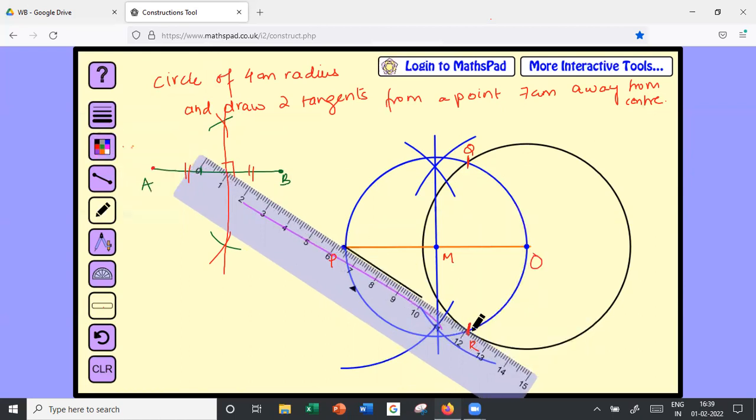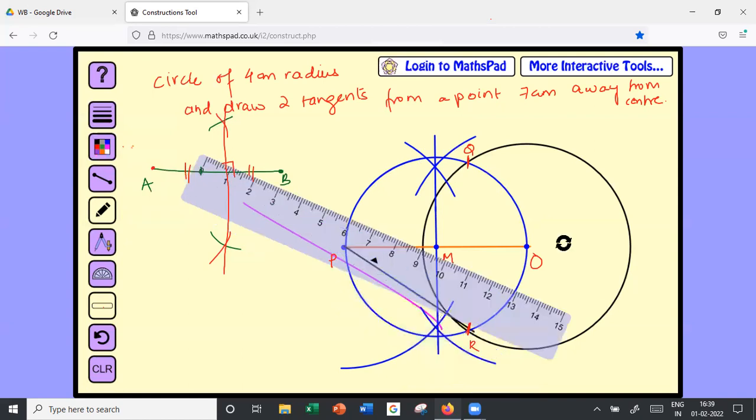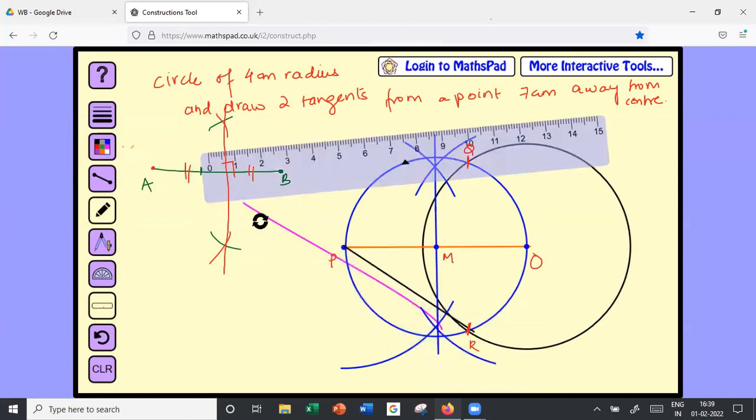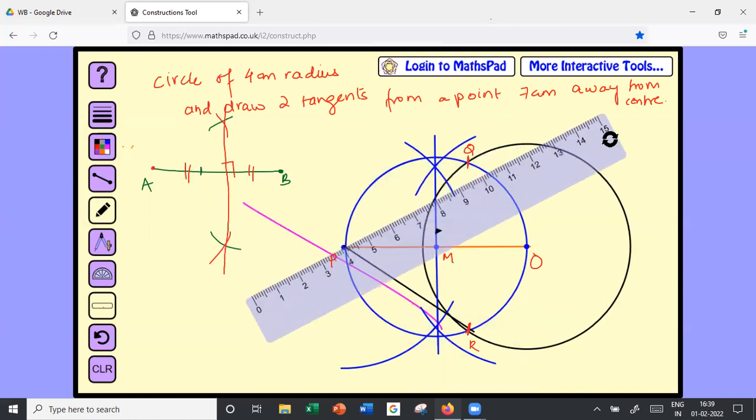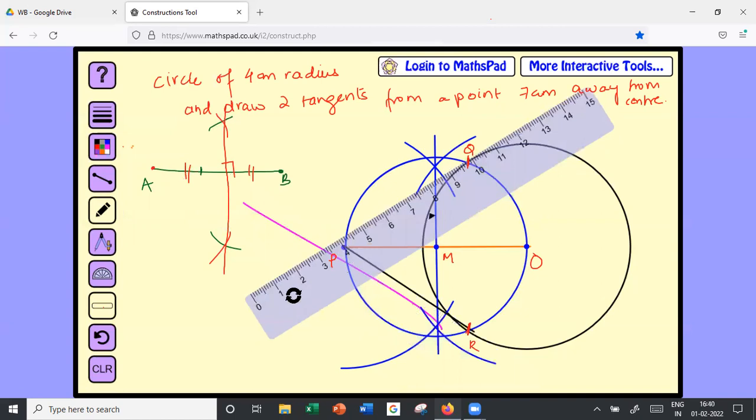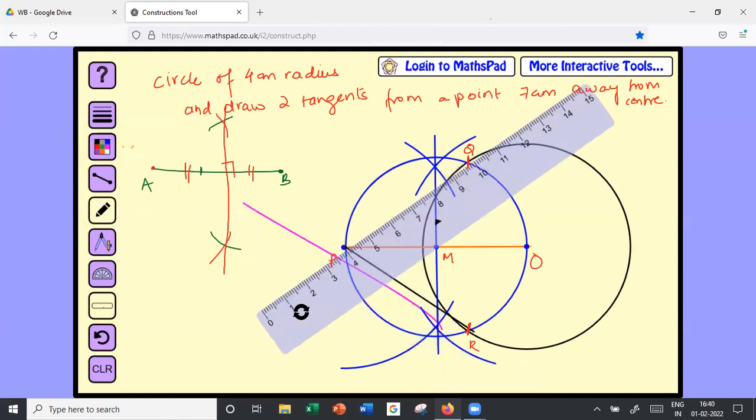Right, so just draw a line PR and draw a line PQ, and your tangents are ready. Done.